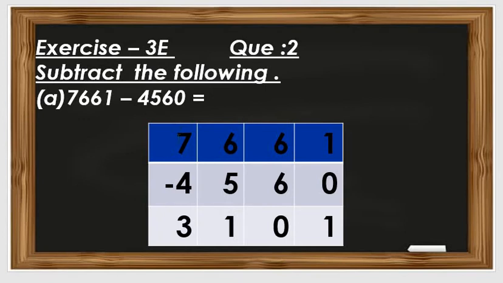Then after further, 7 minus 4, so how many, all students? 3. 7 minus 4 is equal to 3. So the answer is what, all students? 3101. What, all students? 3101. Understood? Again, I am repeating for you, all students.